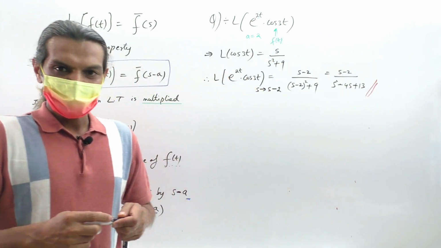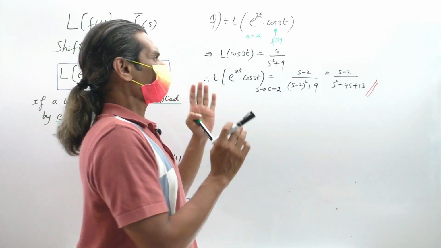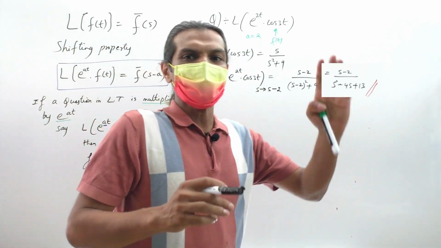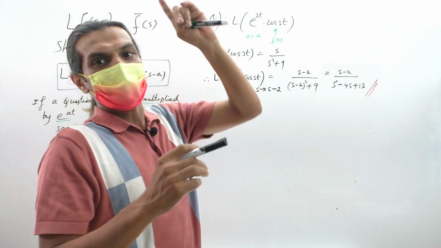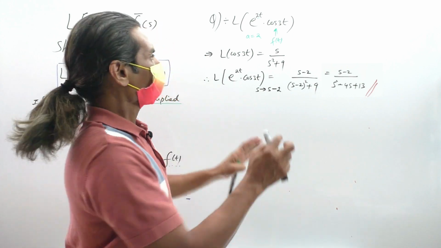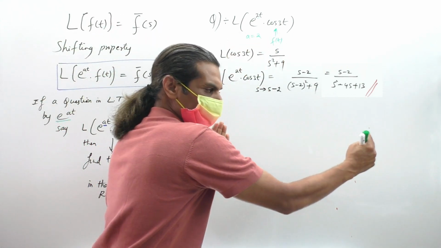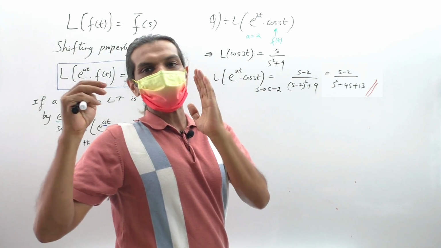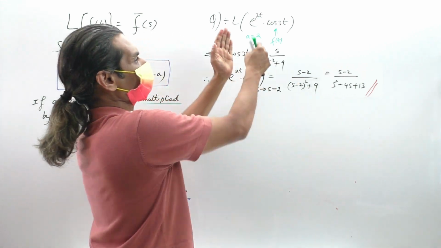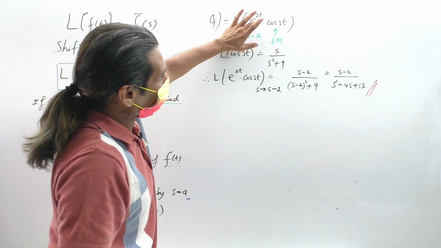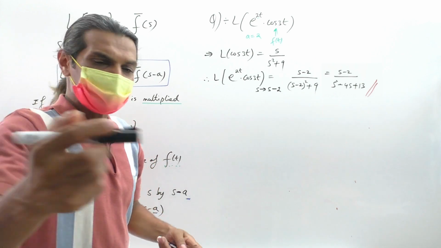We are not doing any special thing here. Simply see the question, identify its property number. That is one, that is the shifting property. It is e raised to at f of t. e raised to at, don't touch it. Whatever is on the side of it, find the Laplace transform of it and replace all the s by s minus whatever a is given. So let's take one more example.